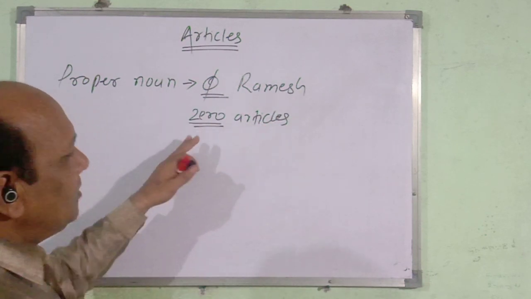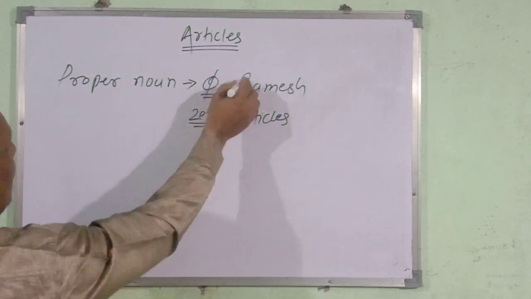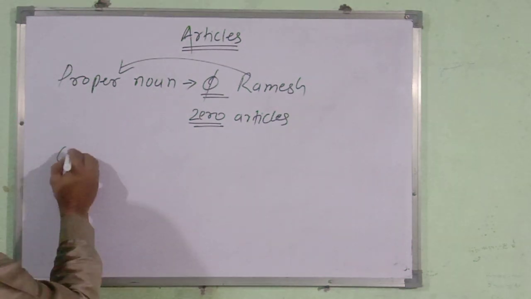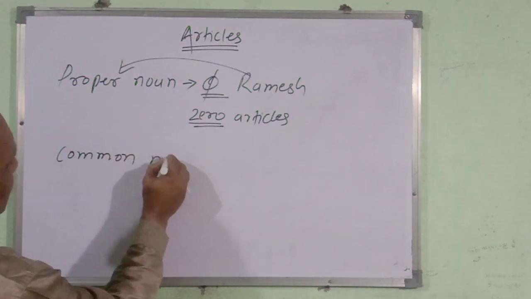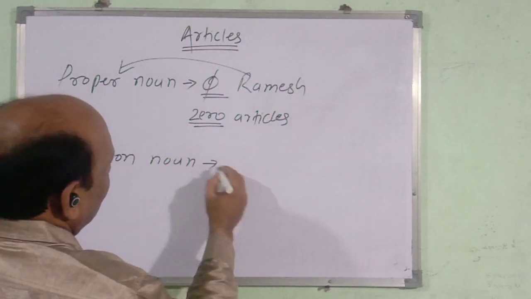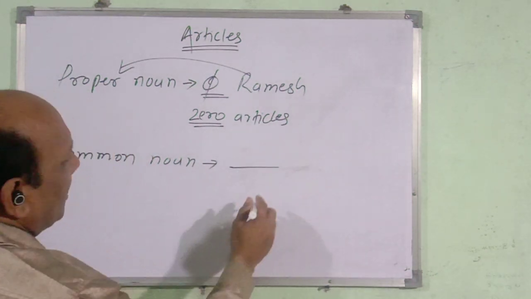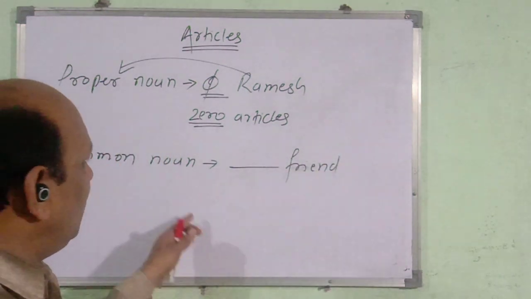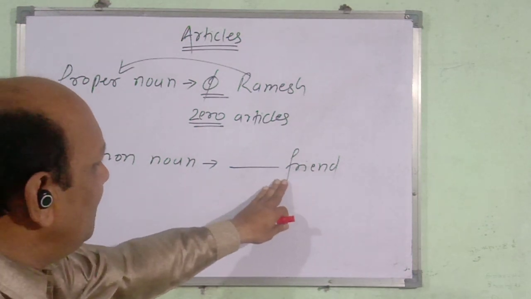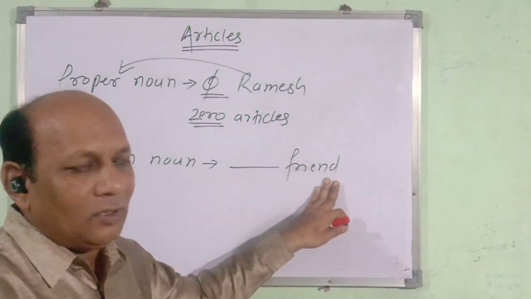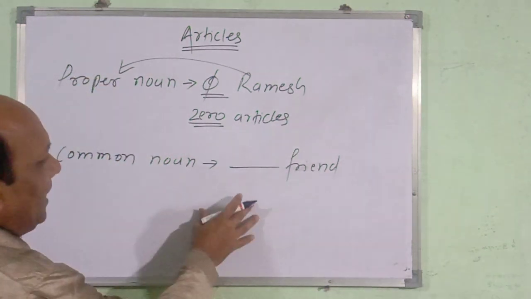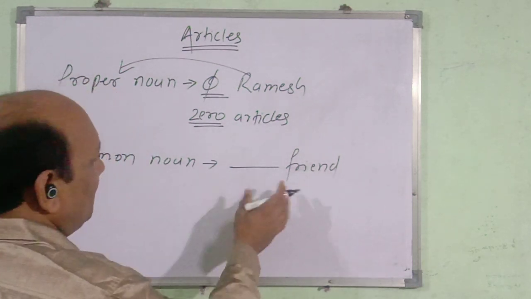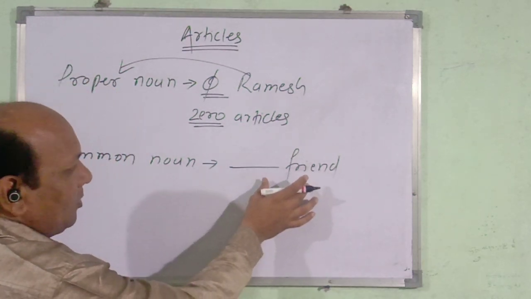Okay. Zero article means no need to use the article when you are talking about the proper noun. Getting or not? When you are talking about the common noun, for example, friend, this is the common noun. So when you mention a common noun in the sentence, the article is compulsory before the common noun.